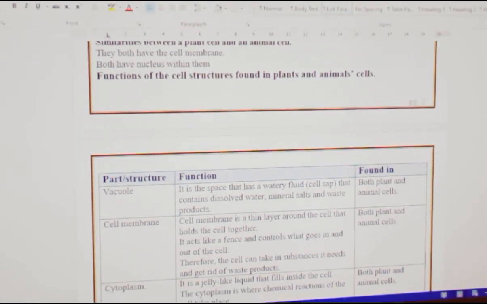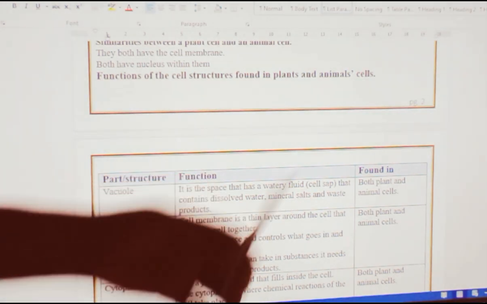As we wrap up our lesson today, we are going to stop at the function, so that we can have a continuous lesson tomorrow on this. We have the parts, the functions, and where they are found.